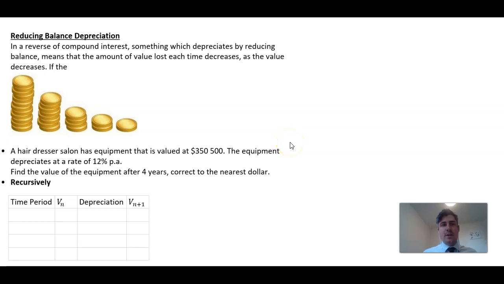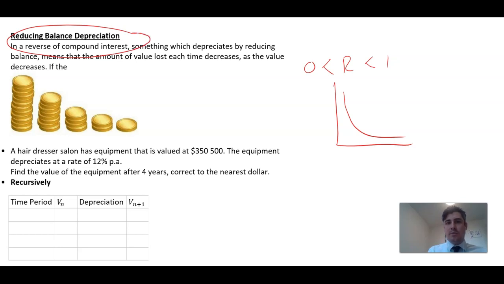So in previous videos we've looked at geometric sequences. We've talked about the application of geometric sequence on compound interest, where the value goes up and up by a greater increase every time, which is a geometric sequence. And now we're going to look at the other application where r is less than 1 but greater than 0. And so what we expect to happen there is a drop and then a flattening out, which you see with reducing balance depreciation. So reducing balance depreciation is the standard way that things would depreciate.